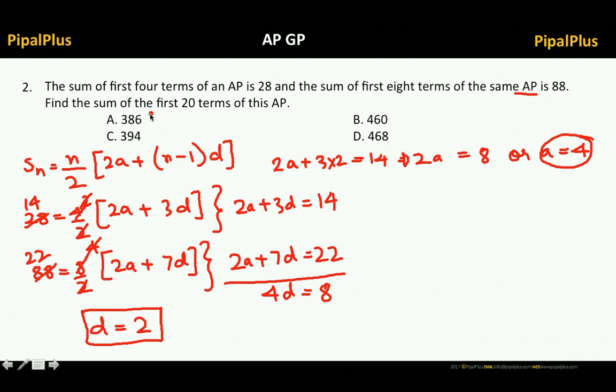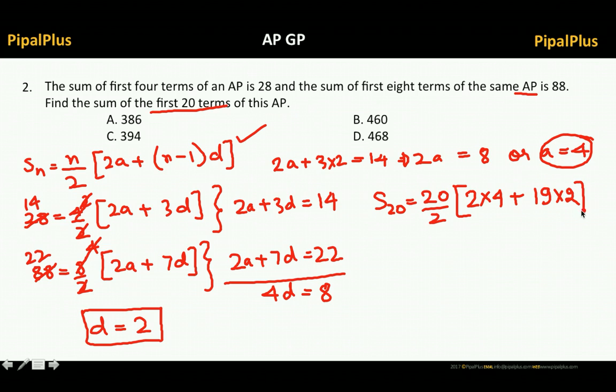Now we need to find the sum of first 20 terms. The sum of 20 terms is simply going to be, we'll use this formula, n by 2, which is 20 by 2, times (2a plus (n minus 1)d), where n is 20, n minus 1 is 19, and d is 2. So we get 10 times (8 plus 19 times 2, which is 38). This is 10 times 46, so this equals 460. So B is the right answer.